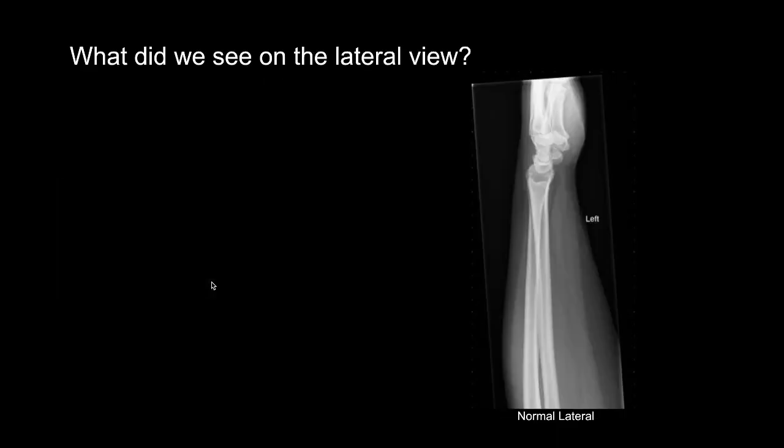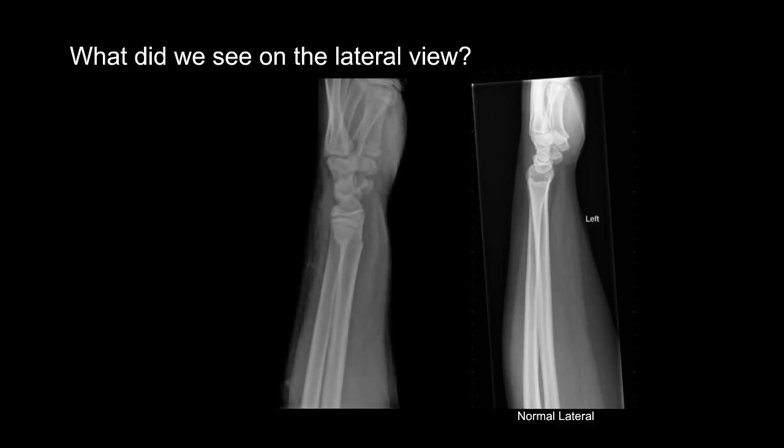Now let's check out the lateral view. In the lateral view, we're starting off with a normal image, and pretty much the radius and the ulna are almost superimposed on top of each other. It's hard to really tell them apart. But as we see in our patient's image, you can definitely see that there's this step off here. You can see there's a separation from the radius and the ulna. And I think it's almost easier to spot this fracture from the lateral view than from the AP view even.